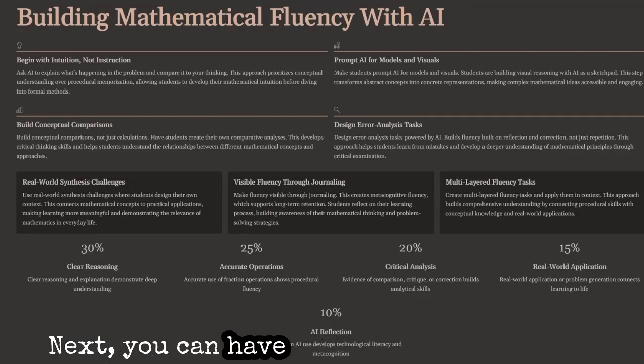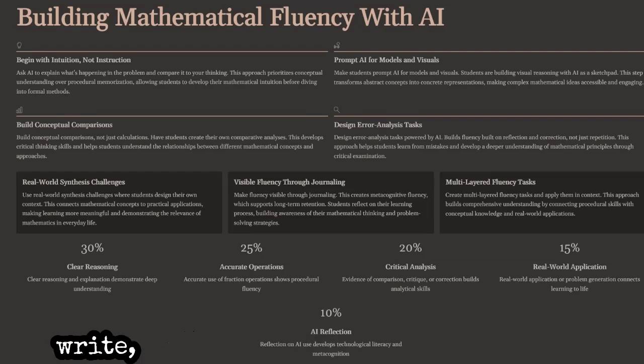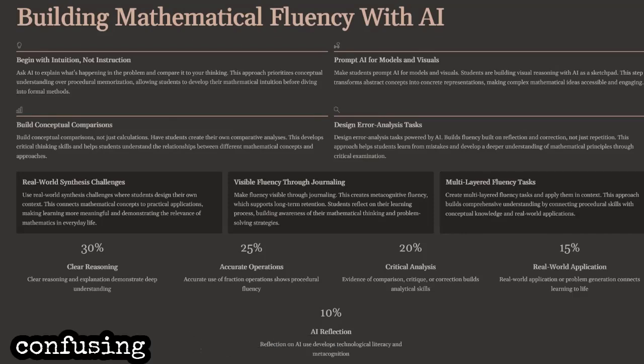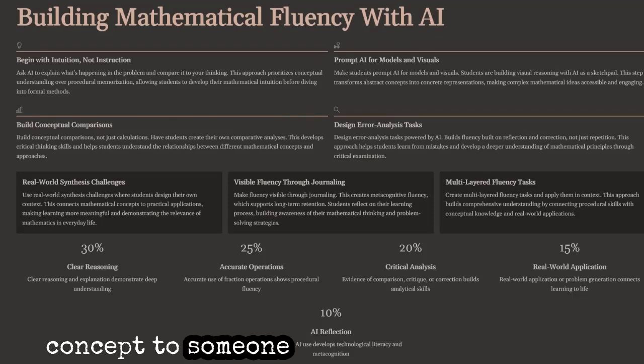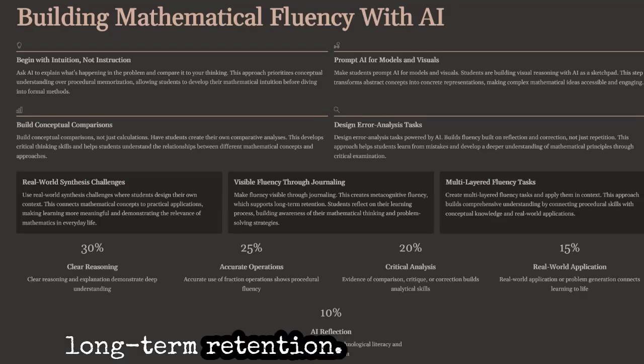Next, you can have them make fluency visible through journaling. You can have students write what I thought I knew about fractions, and then what AI helped me understand. What do I still find confusing? How I explain this concept to someone else. This creates metacognitive fluency, which supports long-term retention.